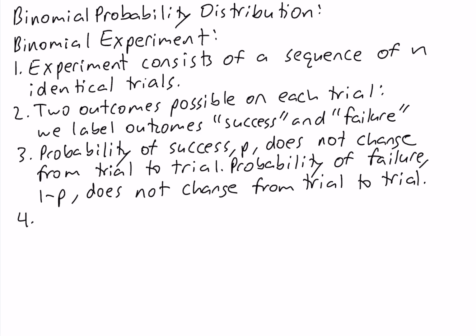The fourth property is that the trials are independent, which means that the outcome of one trial doesn't affect the outcome of another trial. So let's take a look at an example.